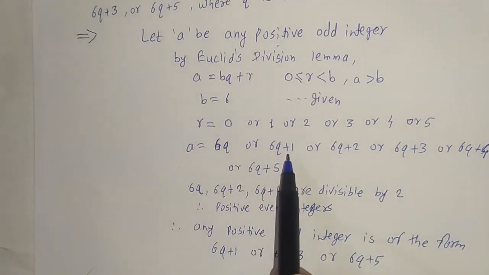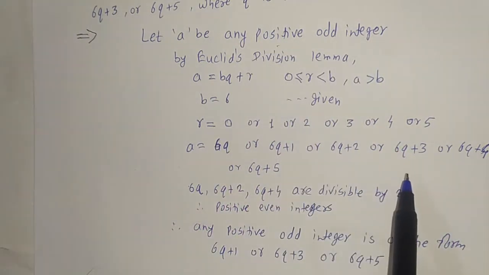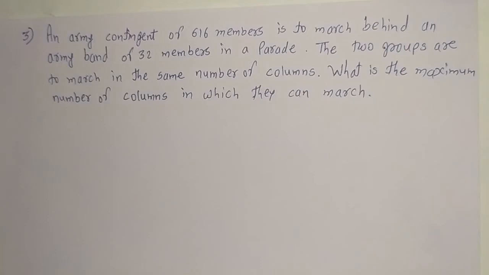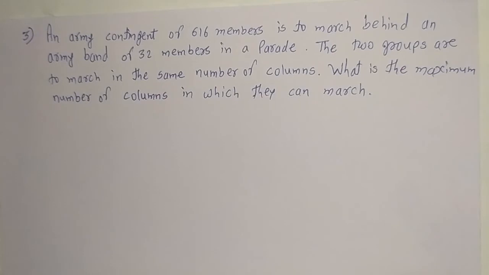So obviously the remaining 3 numbers will be positive odd integers. So our answer is any positive odd integer is of the form 6q plus 1, 6q plus 3 or 6q plus 5. This will be all about our problem number 2. Now let us look into problem number 3 of exercise 1.1.